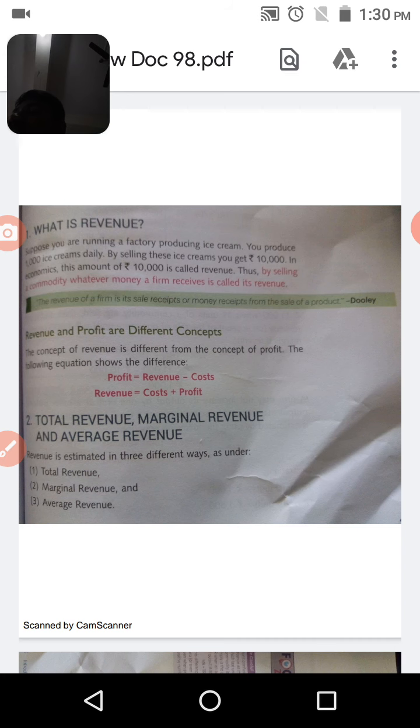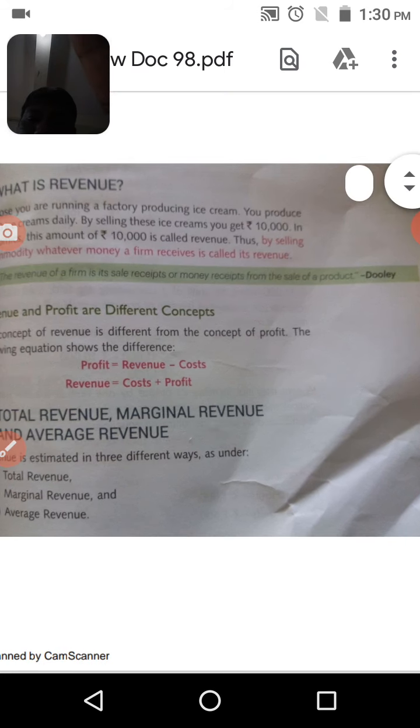The clear-cut definition of revenue given by Dooley is that the revenue of a firm is its sales receipts or money receipts from the sale of a product. The revenue of a firm is its sales receipts, and what is meant by receipts you all know, money receipts from the sale of a product.